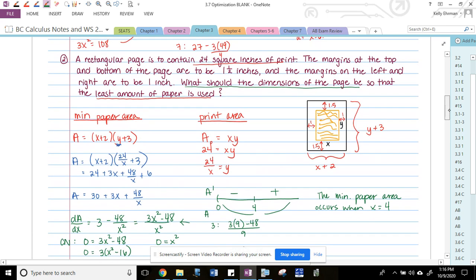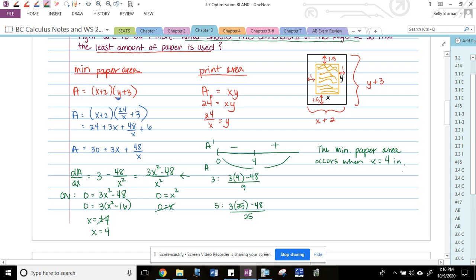Are we talking about inches? Yep, 4 inches. And you need to say what y would be too. Remember, if we know x back here, y was 24 divided by x. So it occurs when x equals 4 inches and y equals 6 inches. The reverse is not part of our answer. I can't say or when x is 6 and y is 4, because remember the top and bottom margins are different than the left and right margins, so it does matter what x is and what y is. And again, I can say because A prime changed from negative to positive at x equals 4.